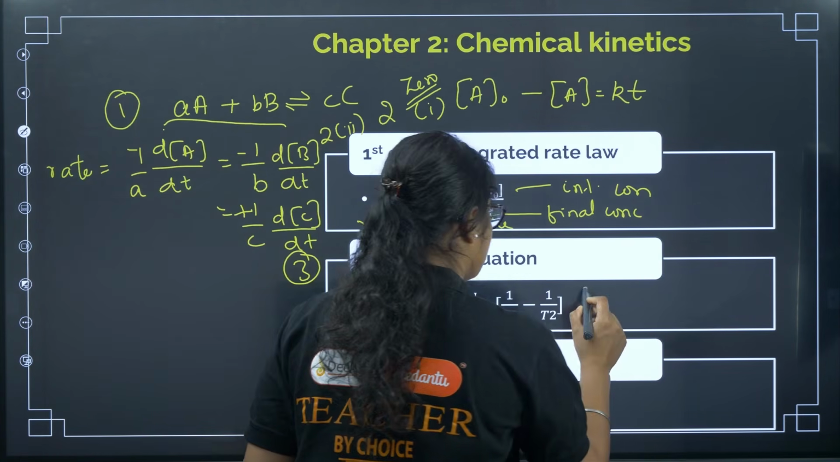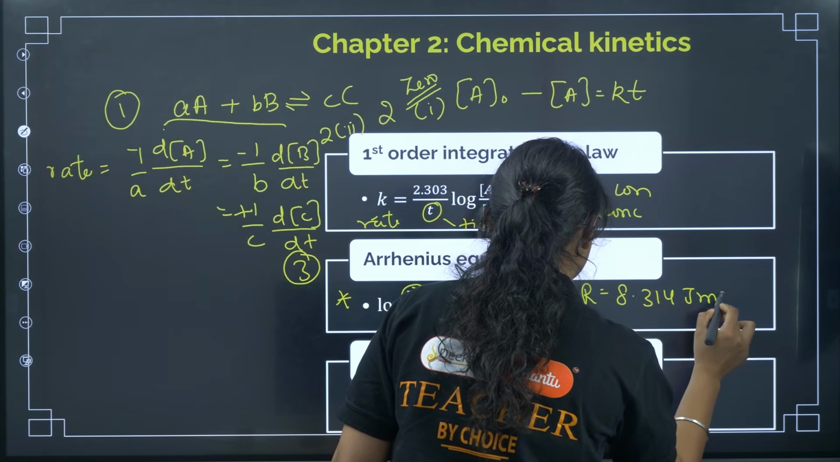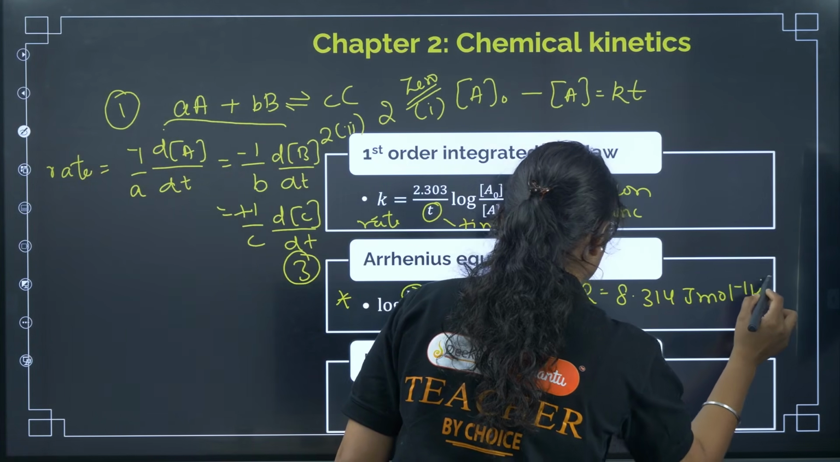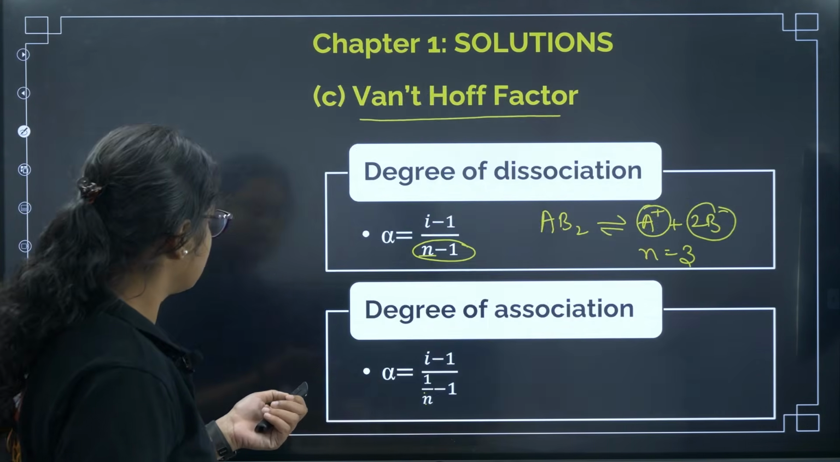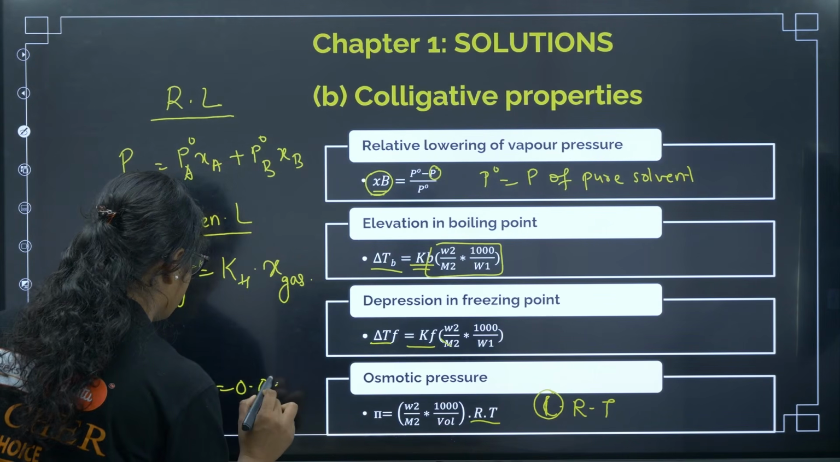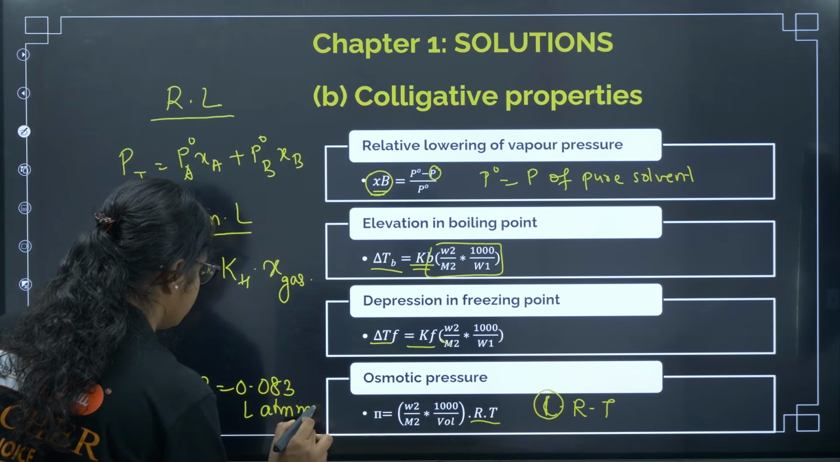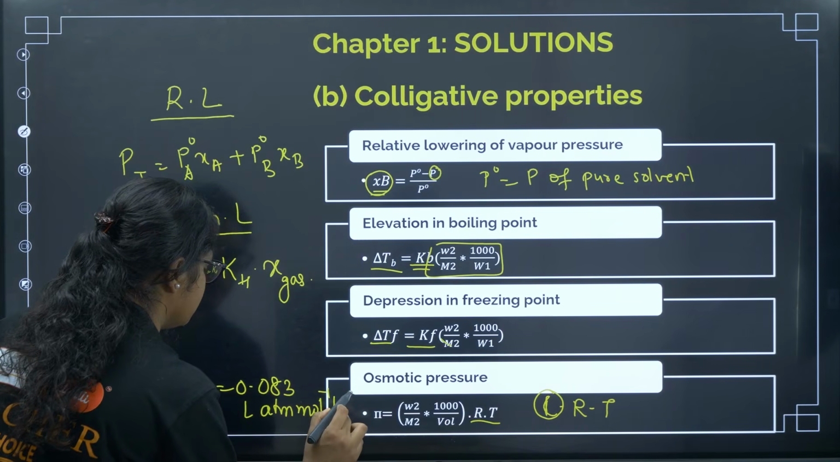What is the unit of R you have to take? R should be 8.314 joule mole inverse Kelvin inverse. And in osmotic pressure, you should take the R value as 0.083 liter atm mole inverse Kelvin inverse.